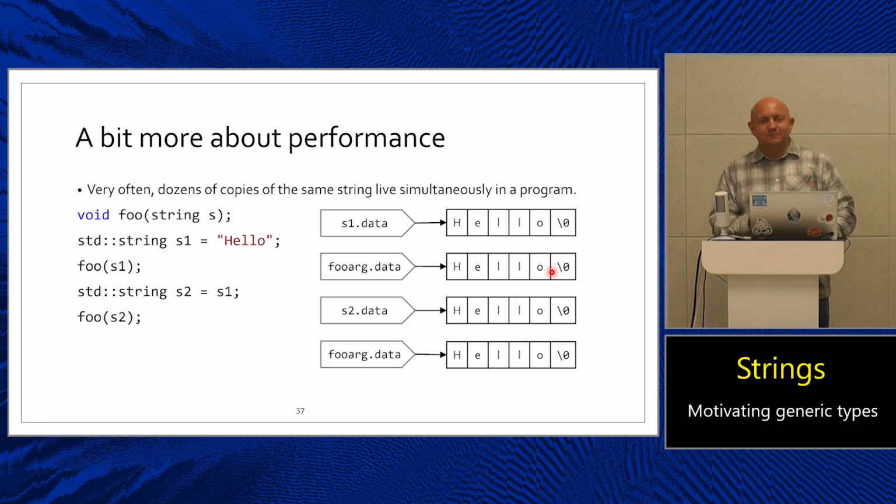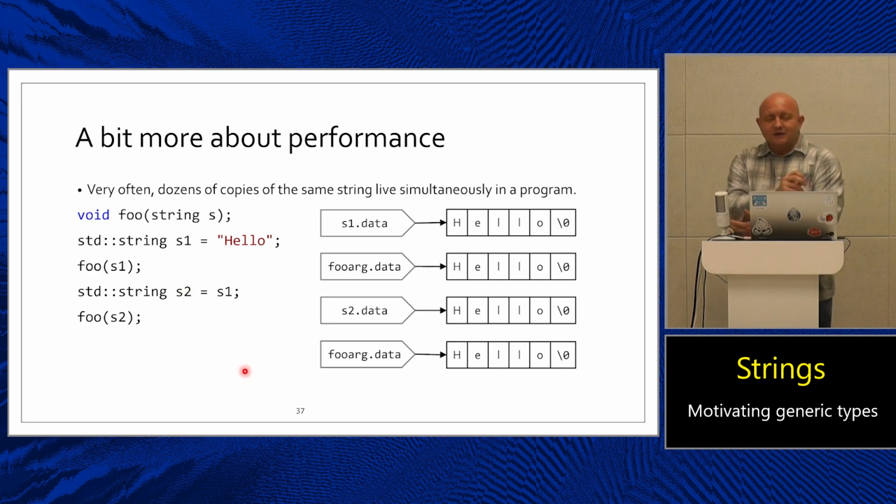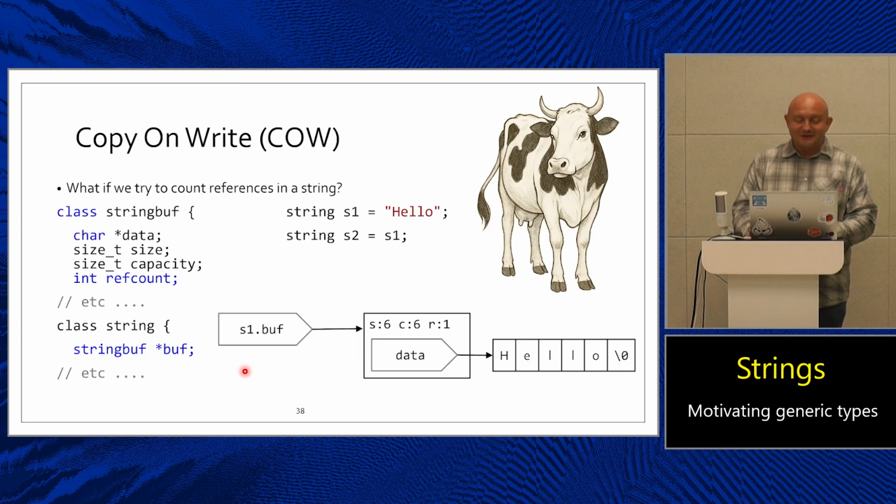Okay, and let's talk a bit more about performance. Suppose your program has many identical strings simultaneously. You have s1, you passed it somewhere, it's copied somewhere else and passed the copy somewhere else, and so on and so forth. And you have 4 copies of s1, each owning memory, each wasting memory. What to do? Okay, we can do it like Java. We can have copy on write.